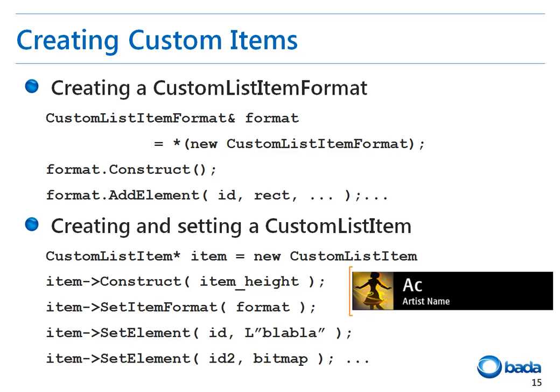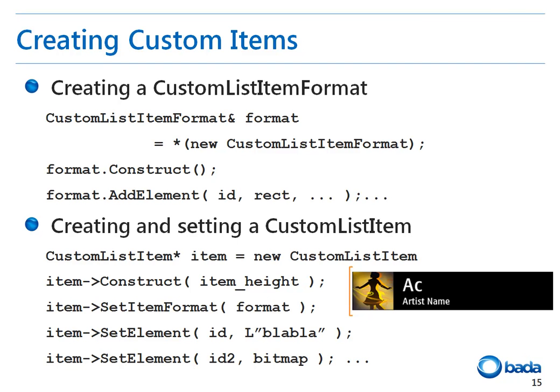To create a custom item, you have to create a custom list item format. Create and construct the custom list item format and add the elements to be put in the format by calling the addElement function. An ID should be assigned to each element, and the rectangles specifying the position and size of the elements should be specified. If necessary, you can additionally set the font color or font size. This example shows the procedures to create a custom list item.